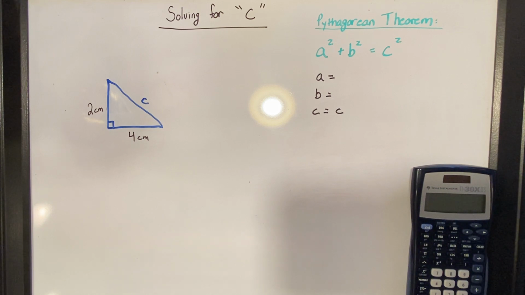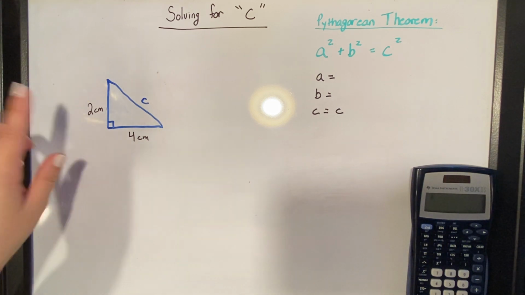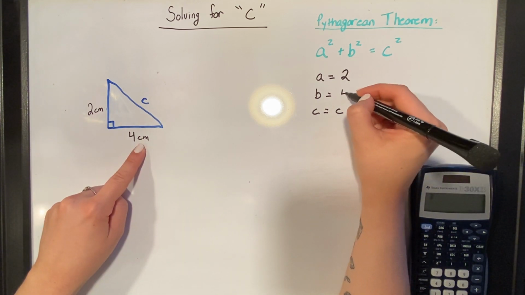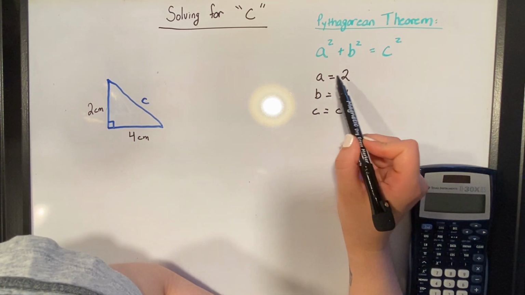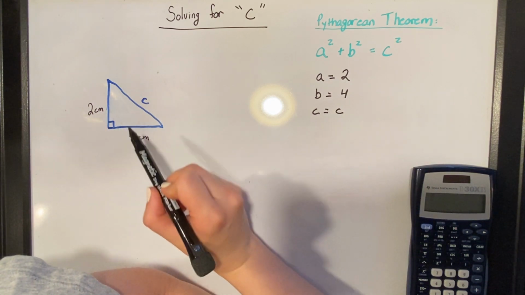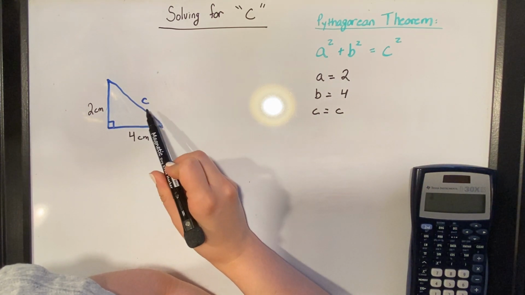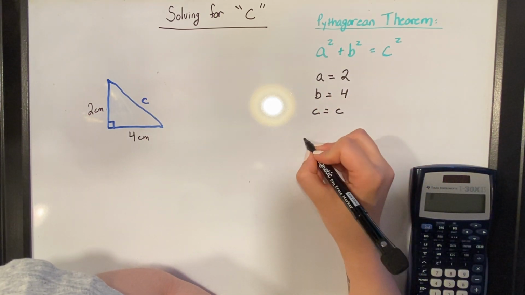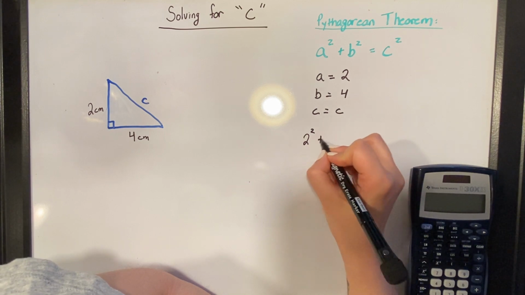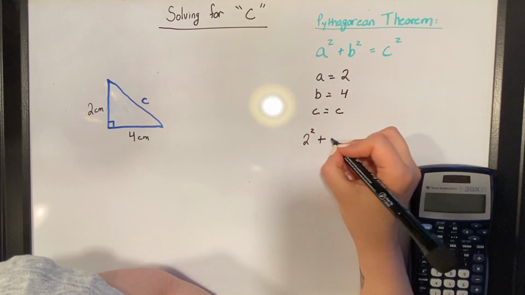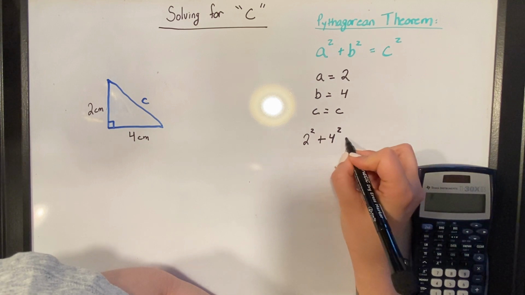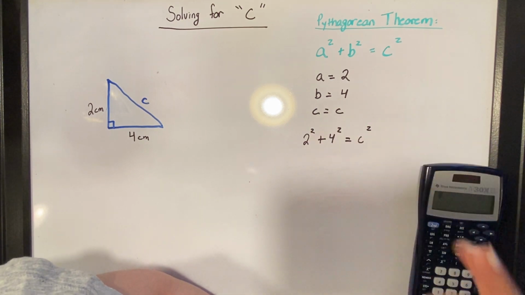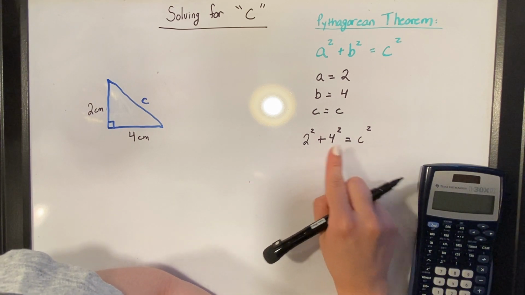And then the other two are A, B, right? The 2 legs. It does not matter. So A is 2. B is 4. So we have A, 2 centimeters. We have B, 4 centimeters. C, we have to solve for. So let's plug this into my formula. So A is 2, so this would be 2 squared plus B's 4, so this would be 4 squared equals C squared. C is just C. That's what we're solving for. So we're left with 2 squared plus 4 squared equals C squared.